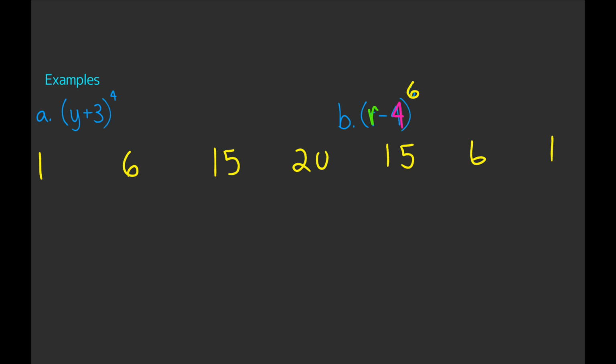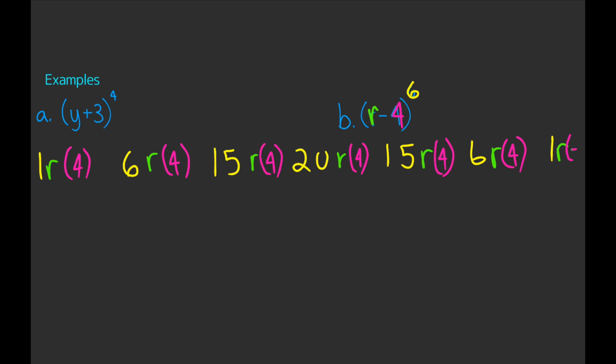Remember our next step? Our next step is we're going to write down our r and 4. That's all we're going to do. Don't do any exponents, don't do any signs, we're just writing r and 4 beside all of the coefficients. Let's go through and do our r's. R, R, R, R, R, R, R. And now we're going to write all of our 4s. 4, 4, 4, 4, 4, 4, 4.